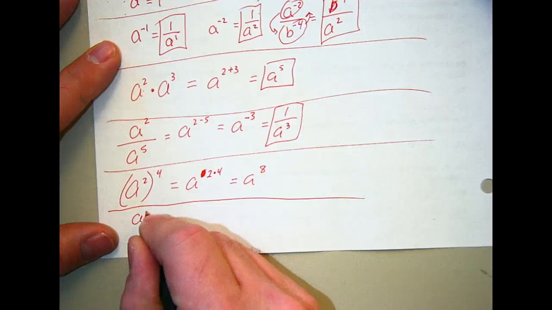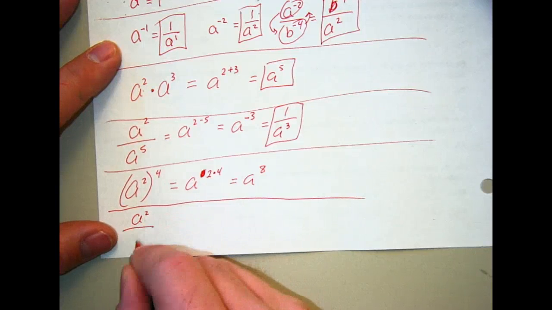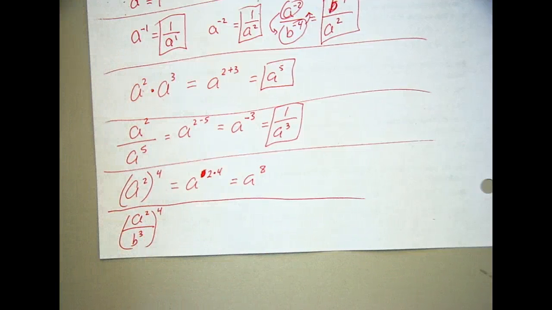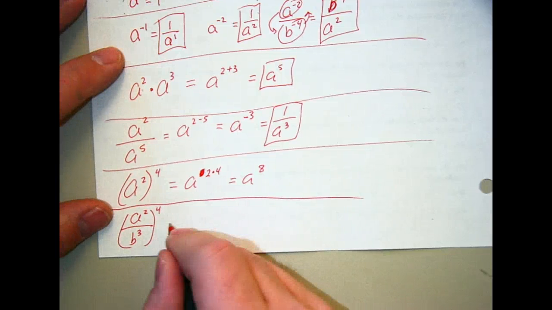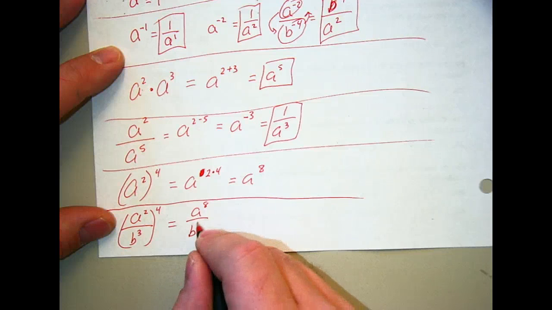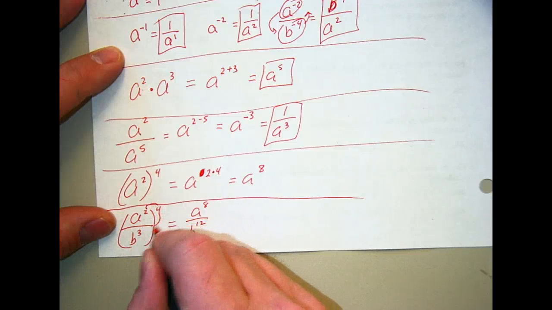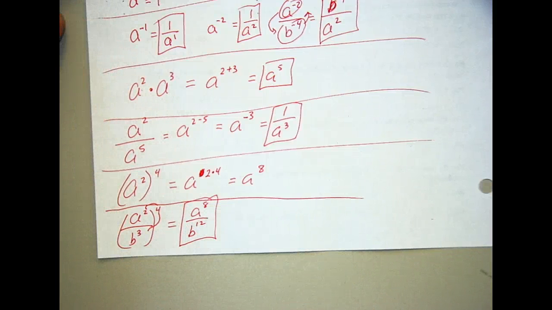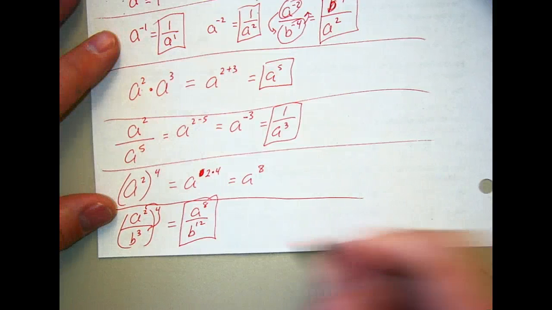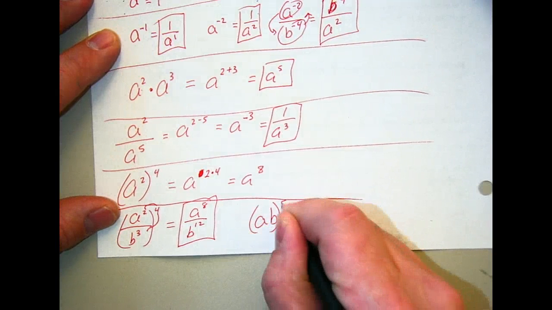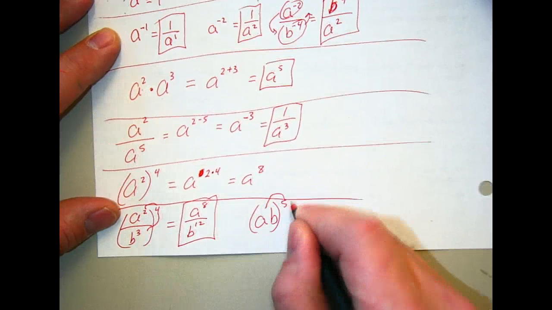If I have a to the second over b to the third, all to the fourth, that is a to the eighth over b to the 12th. You're distributing the exponent. And something related to that: if you had ab to the fifth, that actually means a to the fifth, b to the fifth.